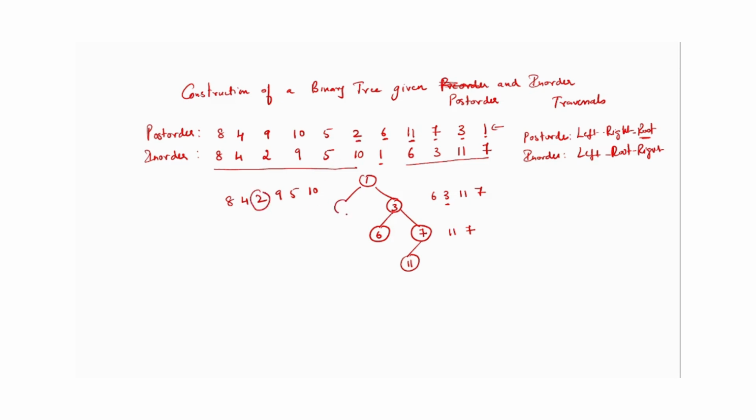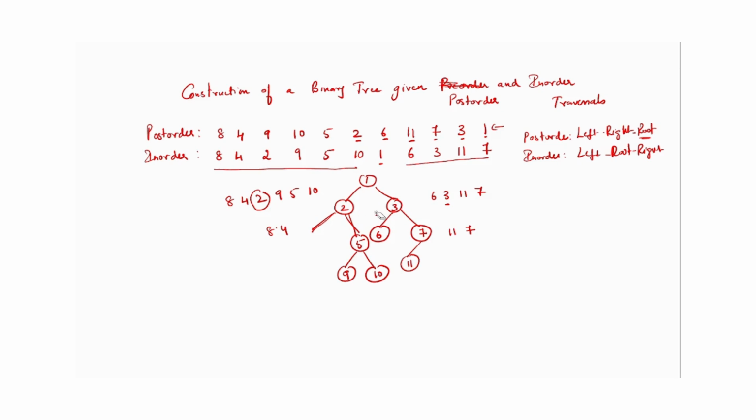So 2 will become the root, and then I will write down these elements as it is: 8 and 4 here, and then here I will write down 9, 5 and 10. For the lack of space I am just writing a little smaller here. Now 2 is done, then comes 5. 5 will become the root. And then 9 is to the left and 10 is to the right, right? So 9 is to the left, only one element, so I'll write it as it is, and 10 is to the right.